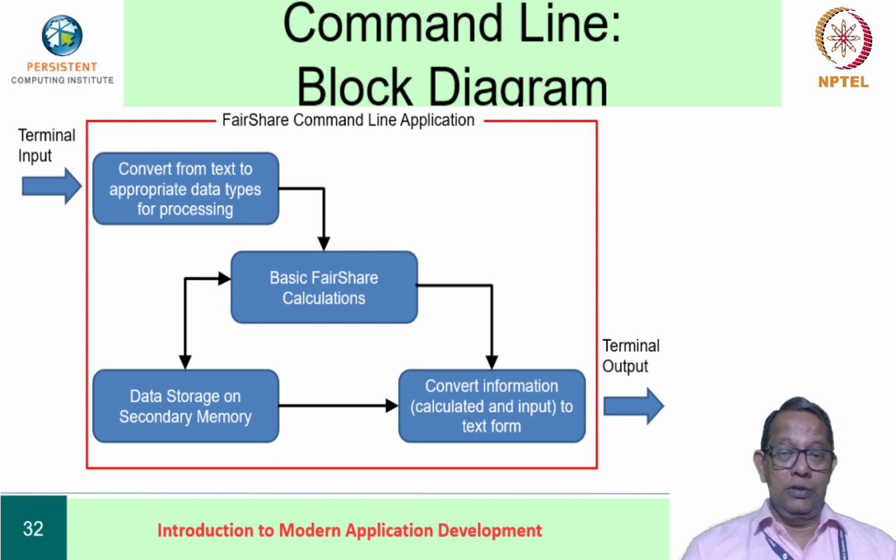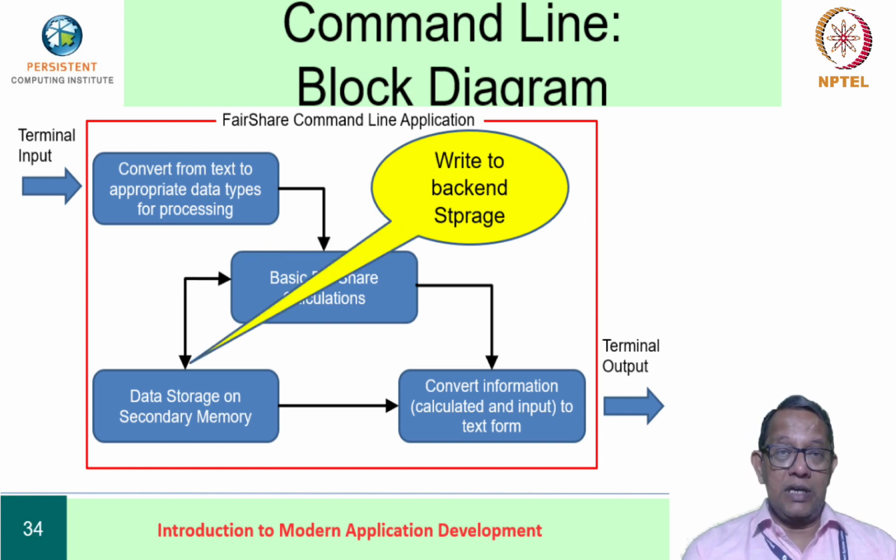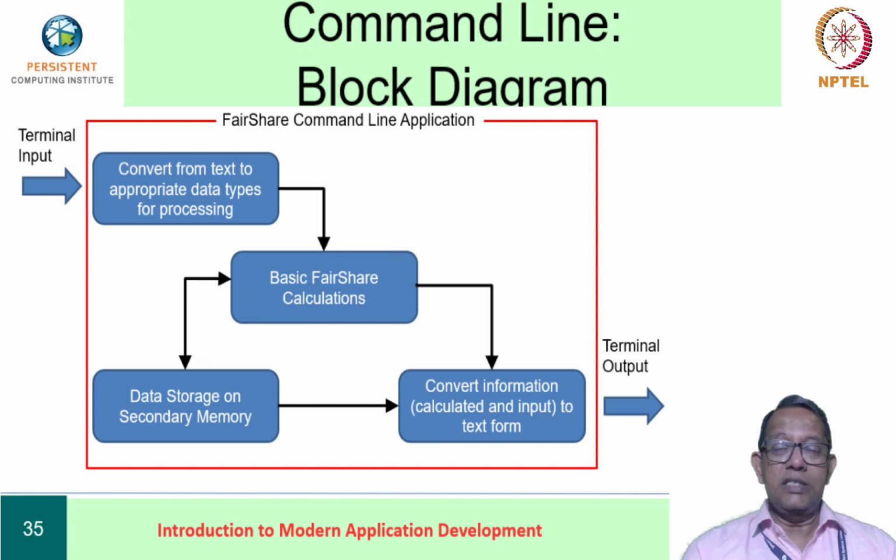There is also a block shown for data storage on secondary memory. Note that this is a bidirectional block. The read from secondary memory is coming into the basic calculations function, and whatever is the result of calculations or the input that has been acquired so far, that may be written, that may be output to the backend storage. This is how the command line application would look from a fairly high level view.